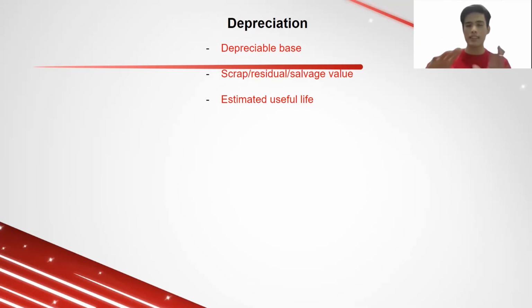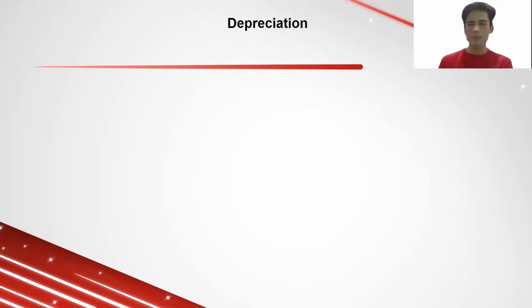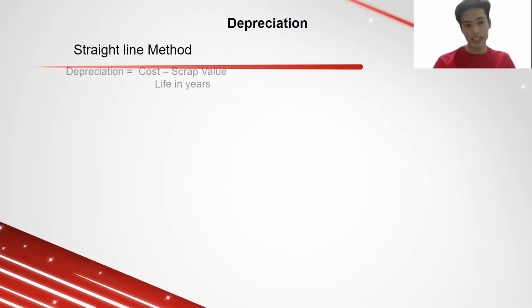Now, depreciation has several methods, some straightforward, some requiring more calculation. The first method is the straight line method. It's quite straightforward, as the name implies. Depreciation is derived by subtracting the scrap value from the cost, divided by the life in years. Straight line method measures depreciation as a matter of passage of time.